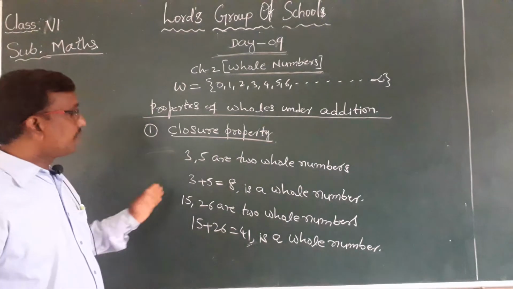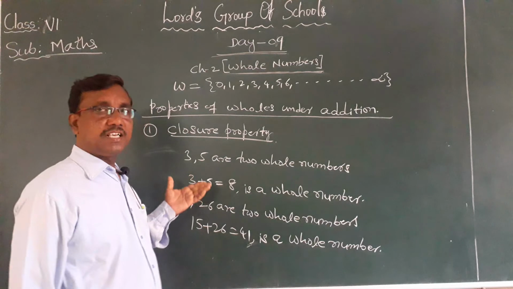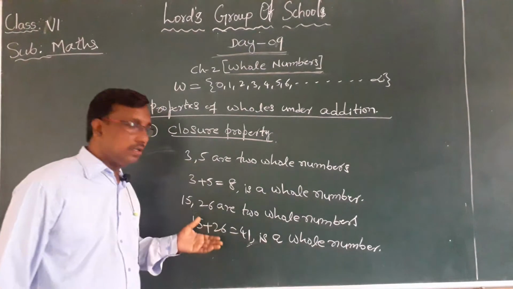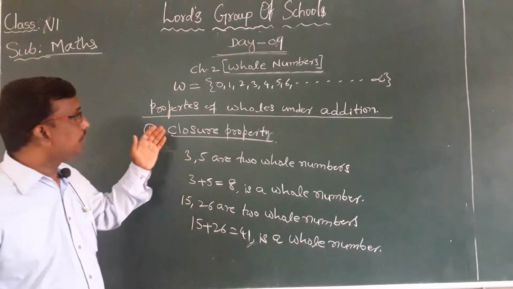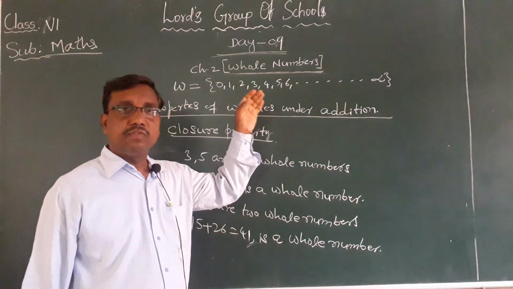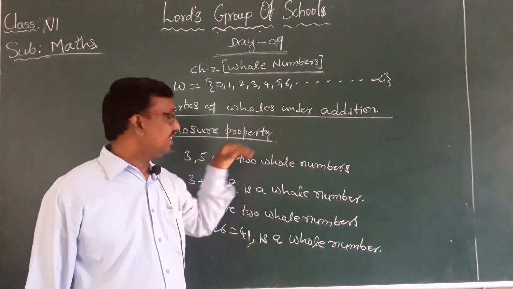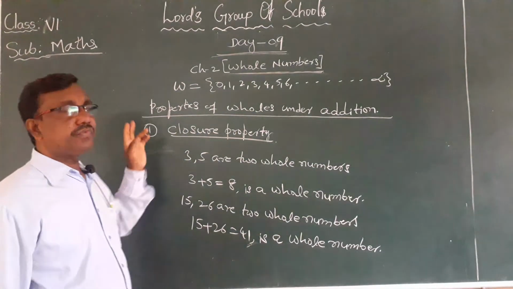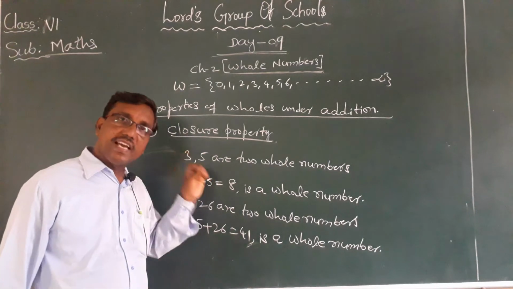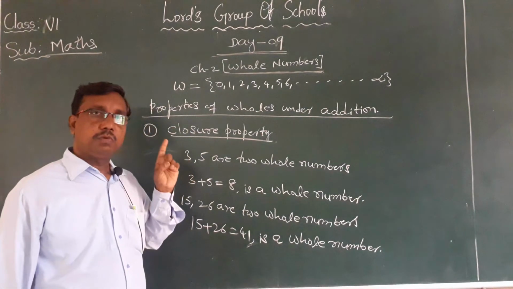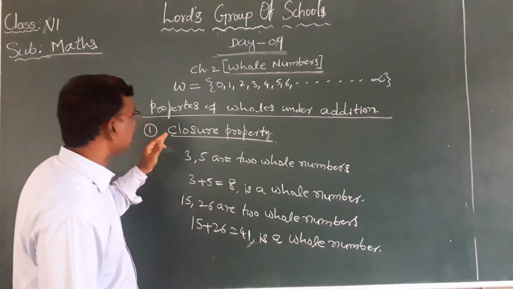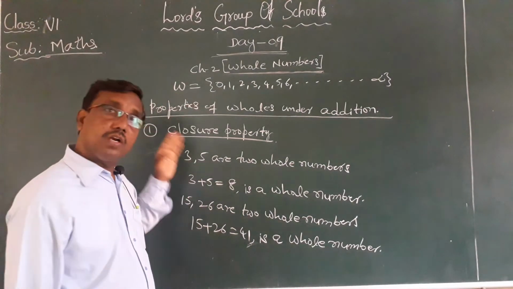In general, we can write as many examples as you want. What is the conclusion? What do you understand from these examples? When you add any two whole numbers, their sum is also another whole number. In other words, the sum of any two whole numbers is also a whole number. I repeat, the sum of any two whole numbers is also a whole number. This is called closure property under addition on whole numbers.